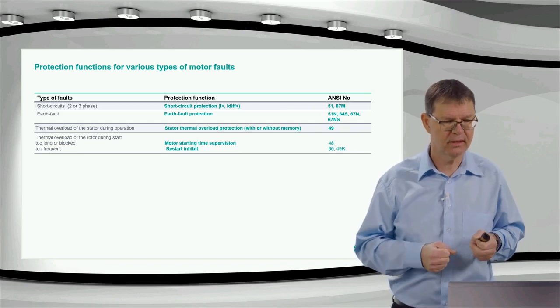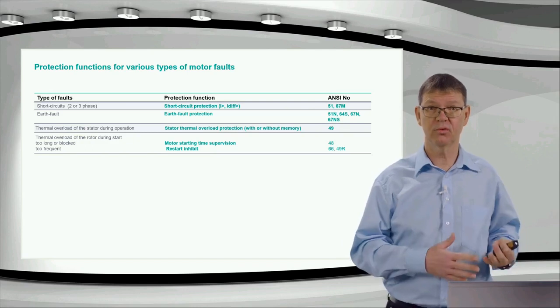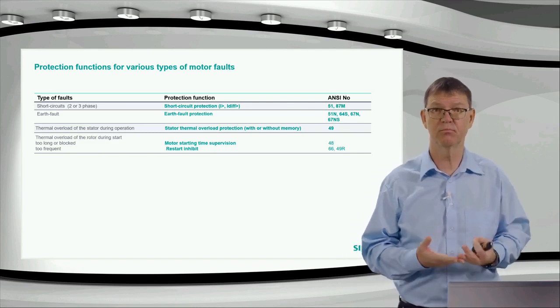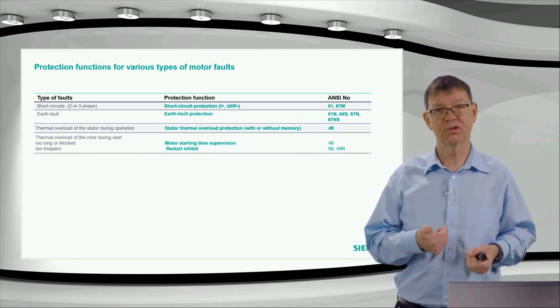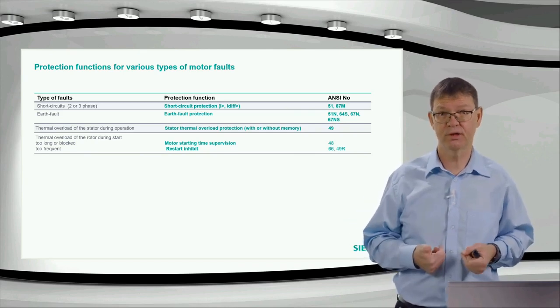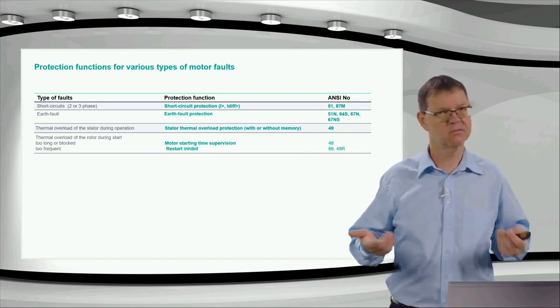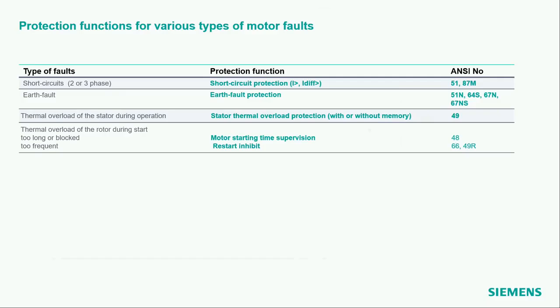The same for the rotor. So for the rotor, we can have on the one hand a too long startup or a blocked rotor. For example, if the voltage on the motor is too low, the torque of the motor goes with the square of the voltage. So that means if you have a voltage drop of 10%, if just 90% of the voltage, then the torque will be only 81% of the nominal torque.